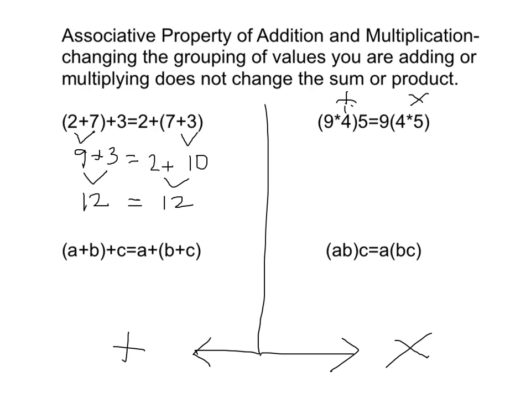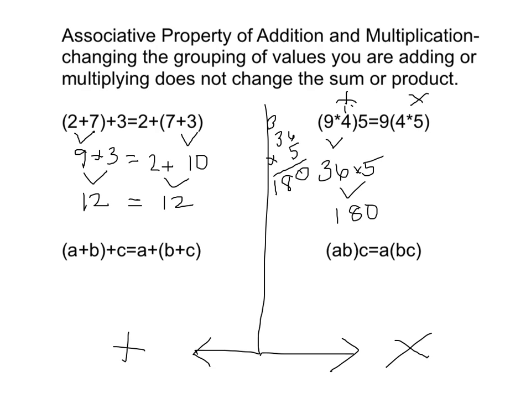Then on the right side over here, we have our associative property of multiplication. So let's test it out to make sure it really works. 9 times 4 is 36 times 5. Let's do it over here. 36 times 5. 6 times 5 is 30. 5 times 3 is 15, plus 3 more is 18. So my answer is 180.